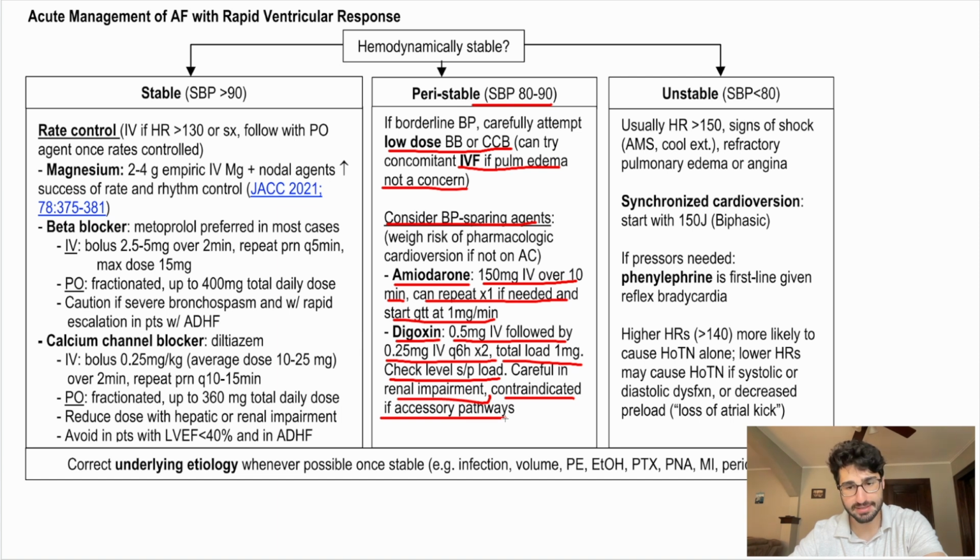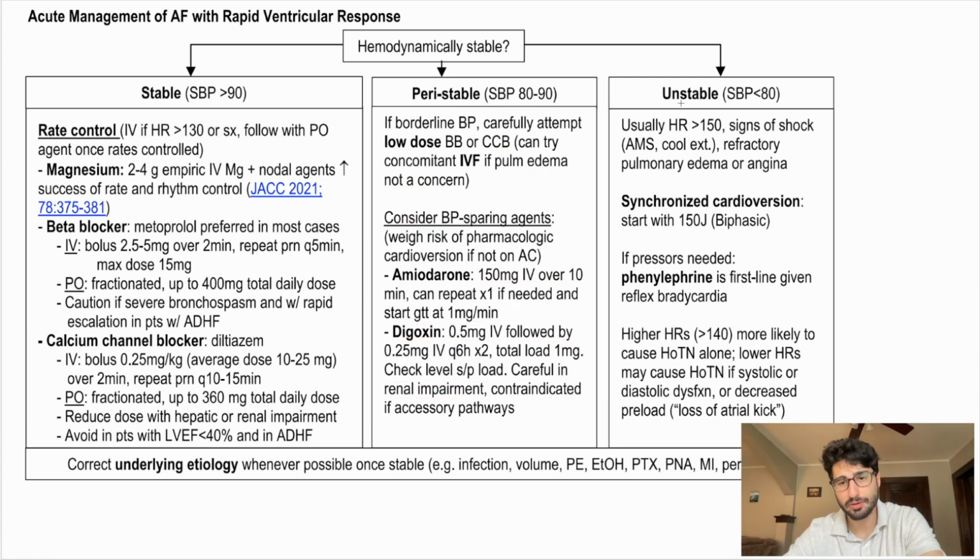The reason for this is because digoxin is going to shorten the refractory period of the accessory pathway, and this can potentially allow rapid conduction of atrial impulses to the ventricles during atrial fibrillation. This can result in life-threatening ventricular arrhythmias. So for this reason, major cardiology societies recommend avoiding digoxin in any patient with evidence of pre-excitation on ECG.